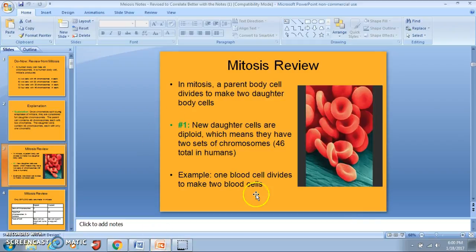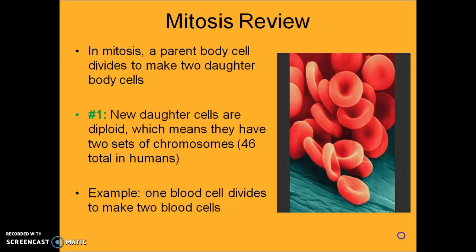For your answer to number 1, you're going to write new daughter cells are diploid, so that means they have 2 sets of chromosomes, which is 46 total in humans. For humans, each set of chromosomes is 23, so 2 sets would be 46. The name diploid actually makes sense because di means 2, so 2 sets of chromosomes.